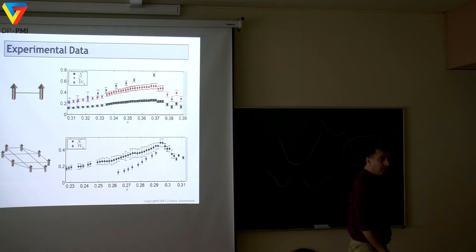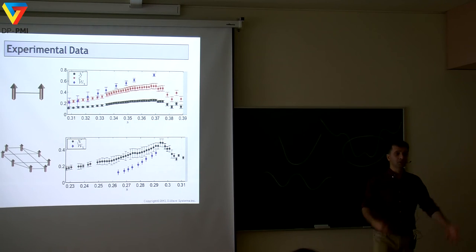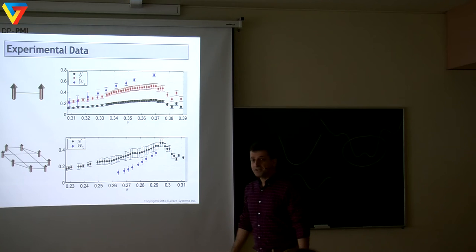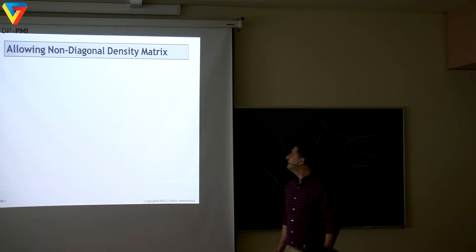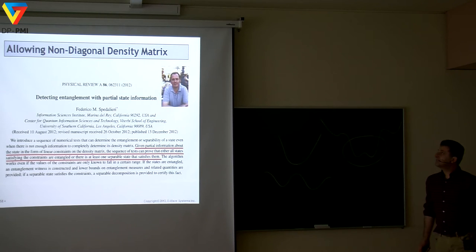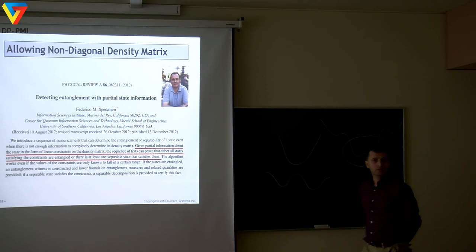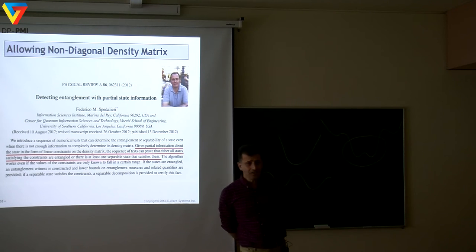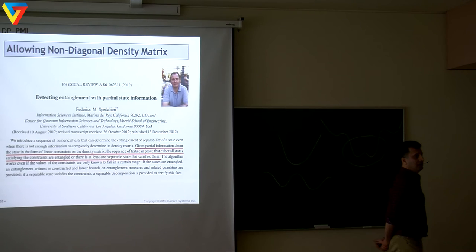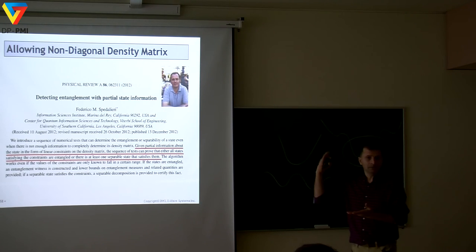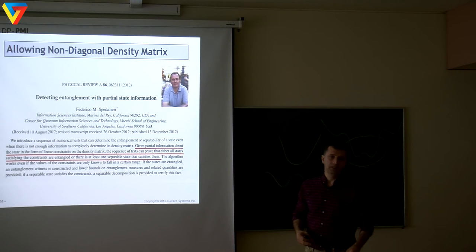But then some skeptics may come and say, okay, how do you know the density matrix is diagonal? I don't care about any theoretical prediction of it. You have to show me that the density matrix is diagonal. For this part we depended on another collaborator, Federico Spedalieri, at ISI at the University of Southern California. He showed that the partial information you get from measuring the diagonal elements of the density matrix is enough to give you a bound on the off-diagonal elements and a bound on the entanglement.